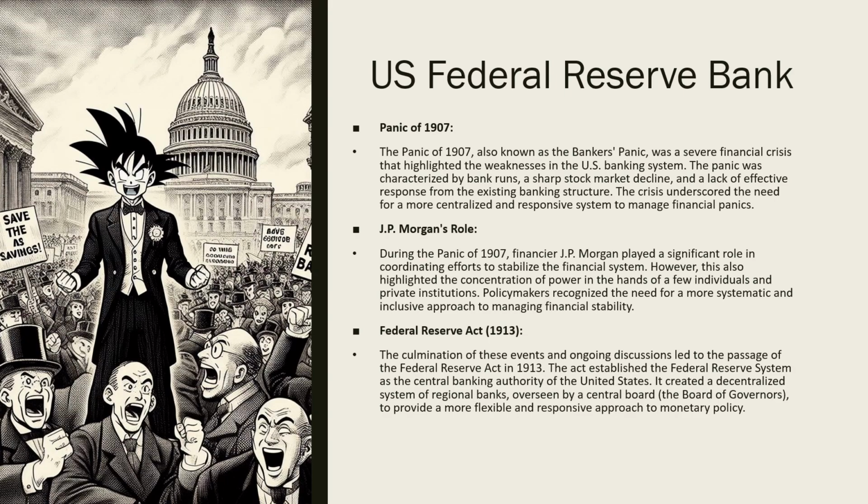So people came together and they realized, no, we need a more centralized system that is going to help us when we are in conditions and situations like this, as opposed to relying on wealthy financiers. So that is what led to the Federal Reserve Act of 1913. That established the Federal Reserve System as the central banking authority of the United States. It created a decentralized system of regional banks overseen by a central board of governors to provide a more flexible and responsive approach to monetary policy.